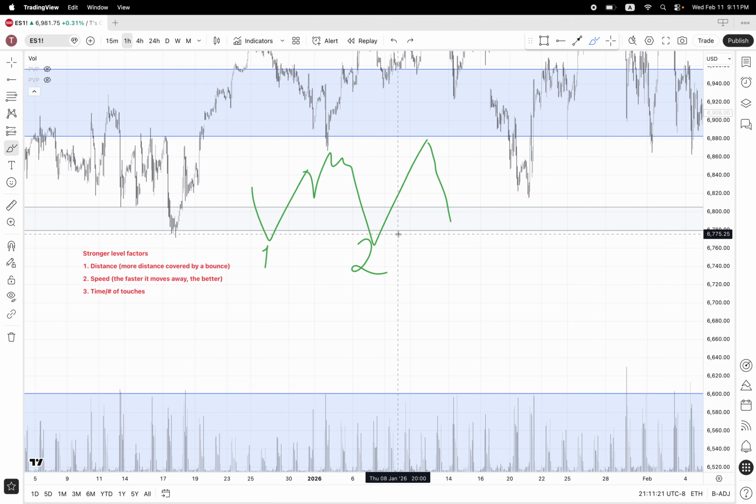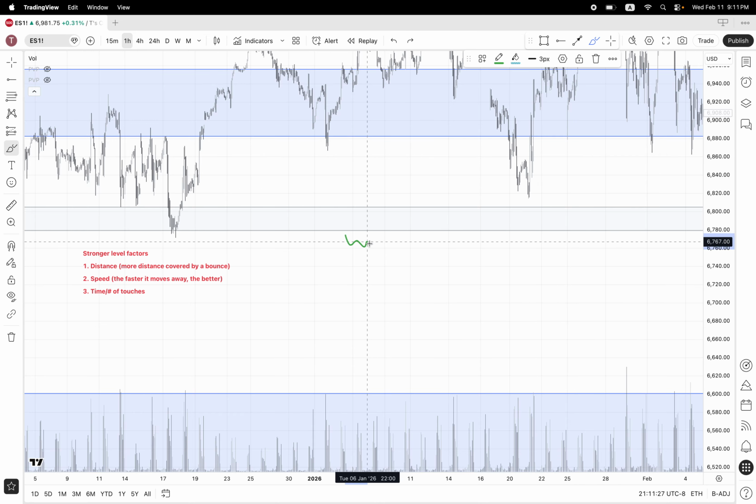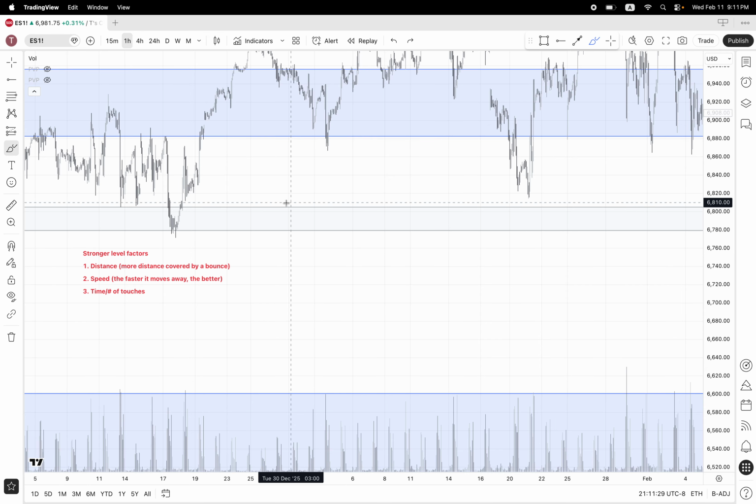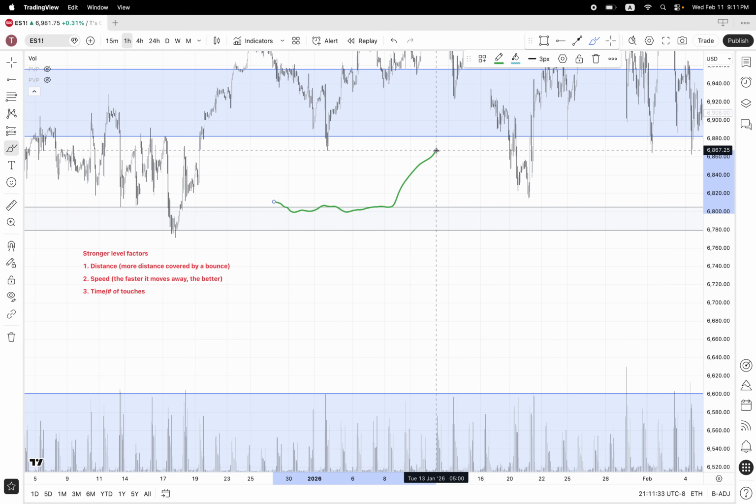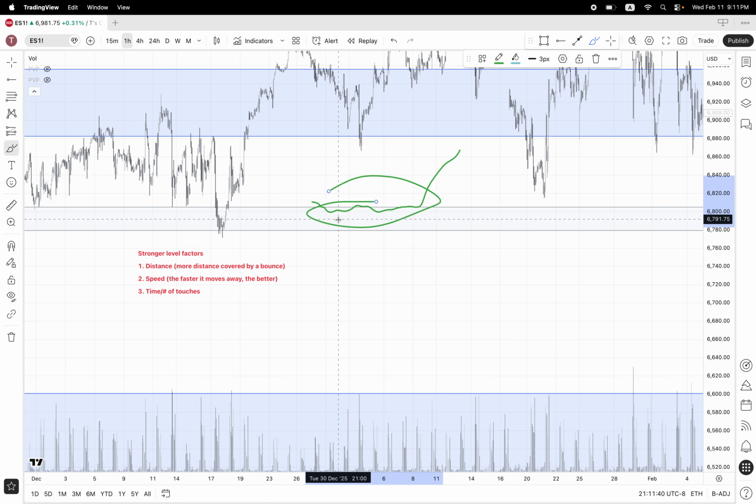Because we spent more time if we came there, but also if you were spending a lot of time at the level, let's say this is the level, you're spending a lot of time before bouncing. That's also not good. What's essentially happening is that the buyers that are buying here, that are propping the price up, are getting tired.